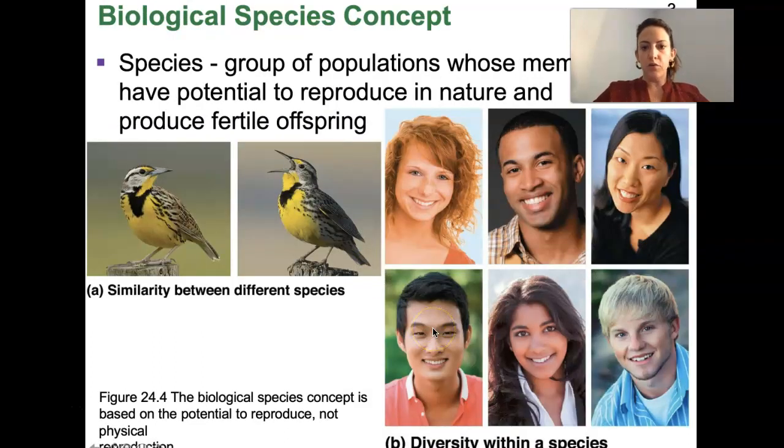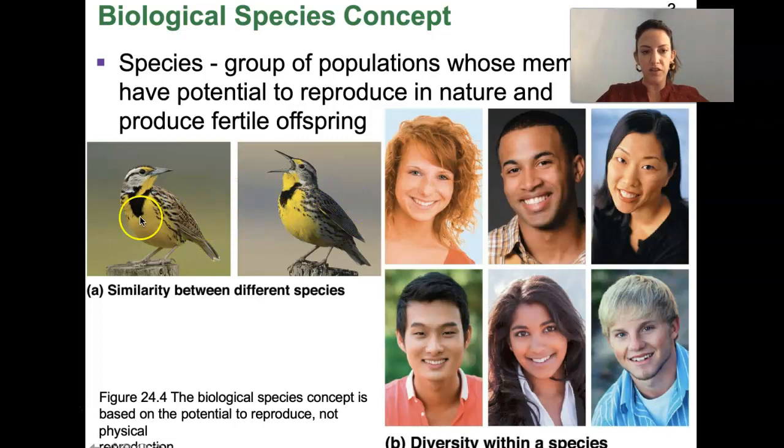Okay, so there's others, but the most common species concept, the most common way to define a species, is a species being a group of populations whose members have potential to reproduce in nature and produce fertile offspring. And so this is about the potential to reproduce, not actual reproduction. Okay. And so this sort of gives us a place to start, at least, thinking about this, because we have some similarities between different species, right?